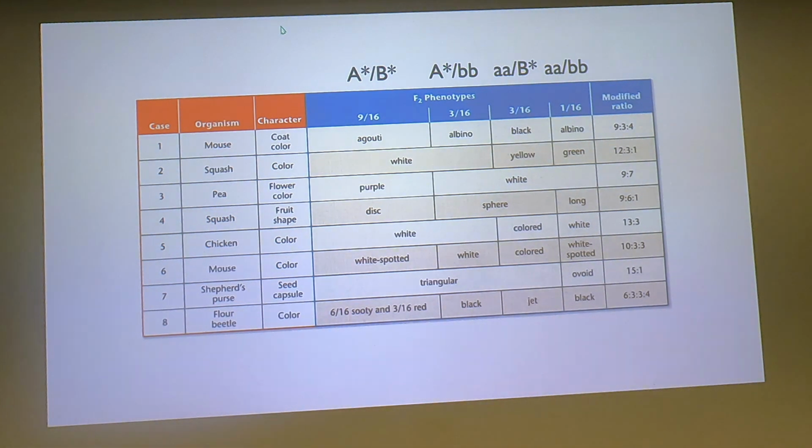Sure. To get a disc shape, there has to be a dominant allele present in both A and B. To get a sphere, you only really need one or the other to have a dominant. It doesn't necessarily matter which one it is, just as long as there's one that's there. And long has to be completely recessive.